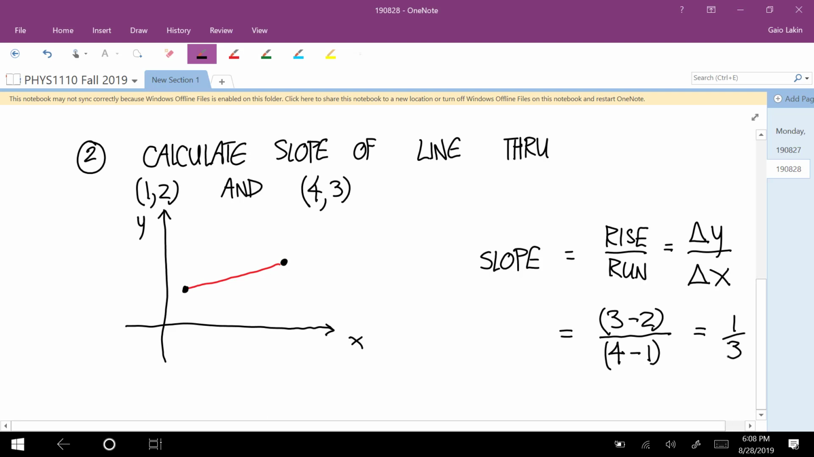And if I would have called this the starting point and this the ending point, these two would have been switched. So we would have had -1 over -3. The negatives cancel and you get the same answer. Please stop me if you have any questions about any of these.